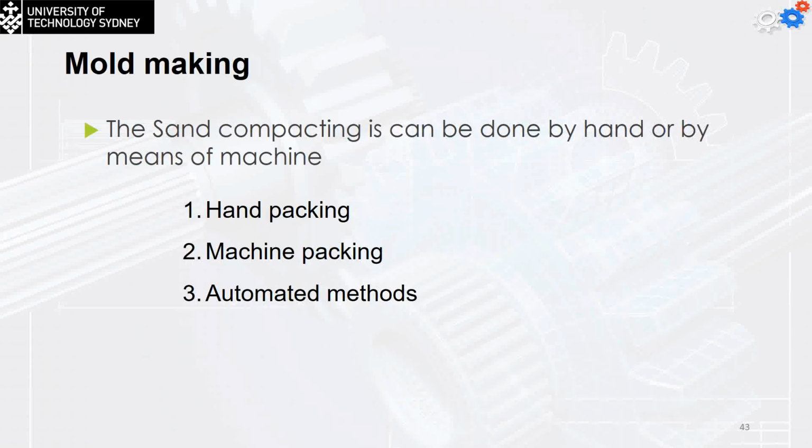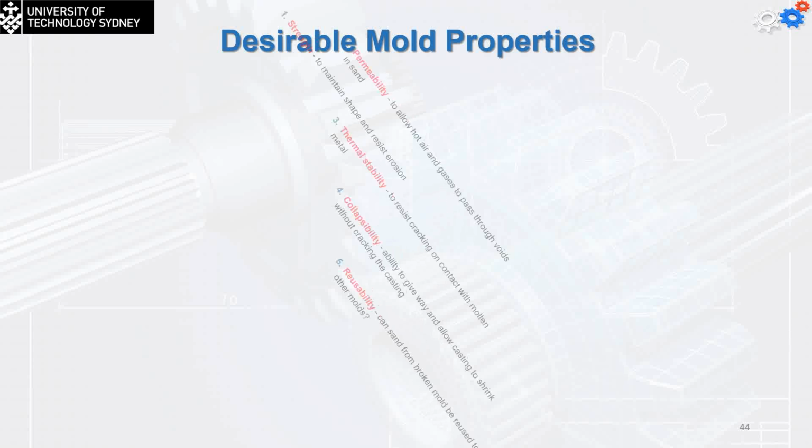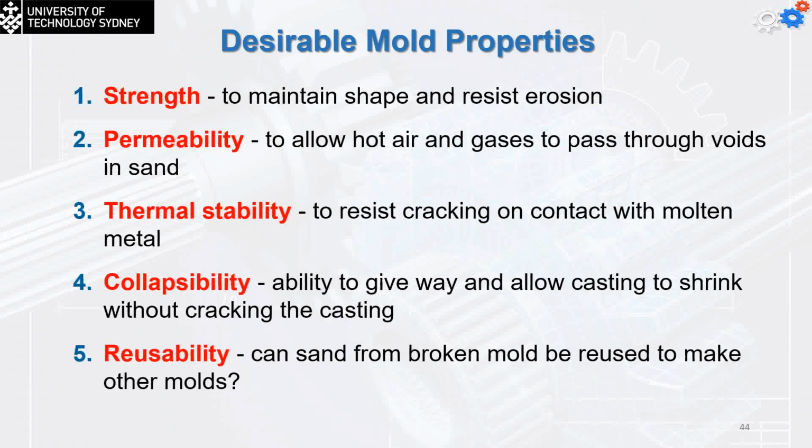For mold making, we have three methods. Either by using hand packing, or machine packing for bigger parts, or automated methods for a higher production rate. The desirable mold properties are: first, it should have good strength. Second, it should have good permeability. Third, good thermal stability and resistance to collapsibility. And the fifth point is reusability, so we can use the sand after the next process.